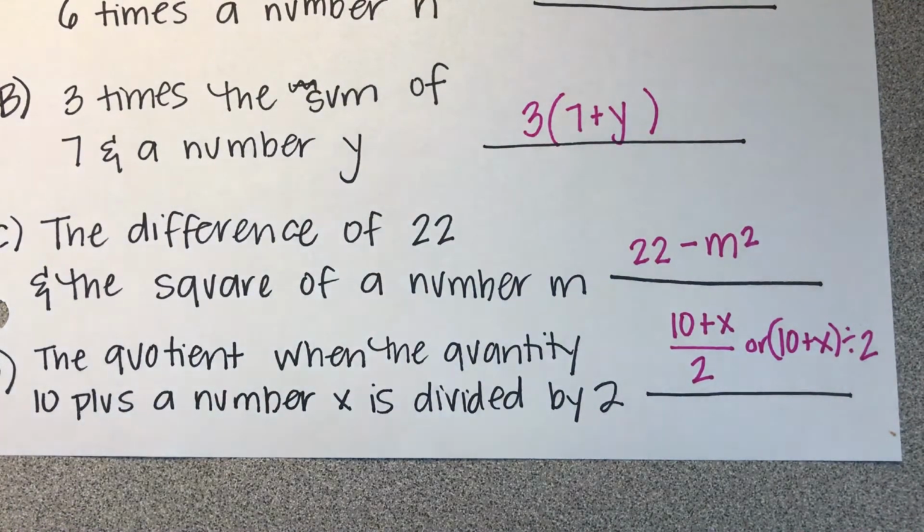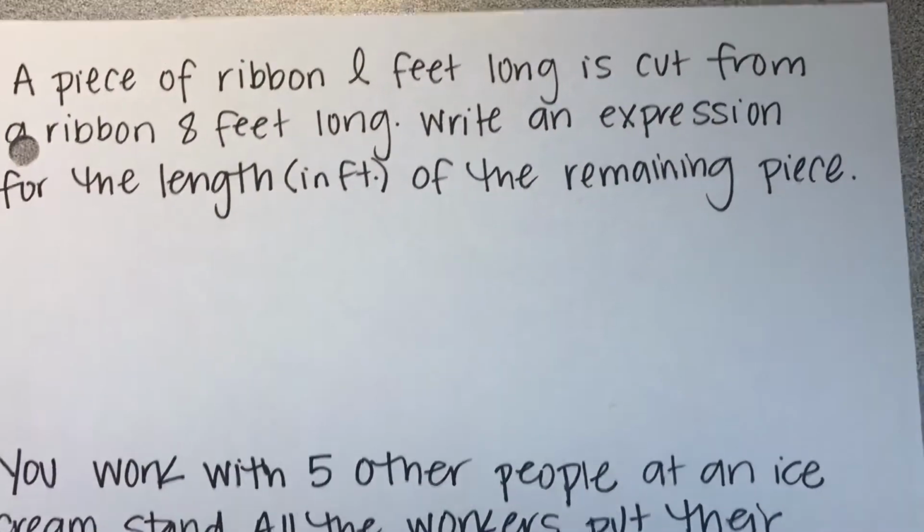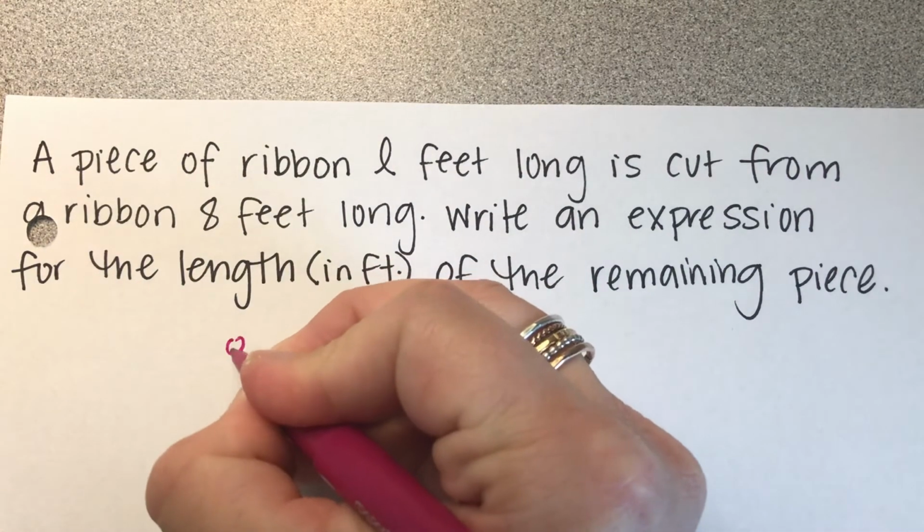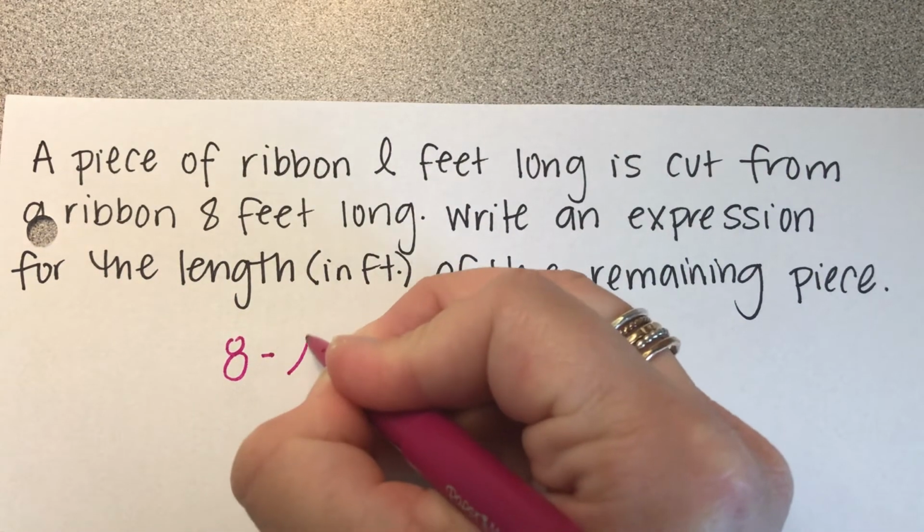So let's look at a couple of examples. On this next page, it says a piece of ribbon L feet long is cut from a ribbon 8 feet long. Write an expression for the length in feet of the remaining piece. Okay, so we know we have 8 and L. So to figure out the order, we have to think about what we're doing. Are we cutting 8 feet away from L, or L feet away from 8? Right? It's starting out as 8, and then we're subtracting L feet.